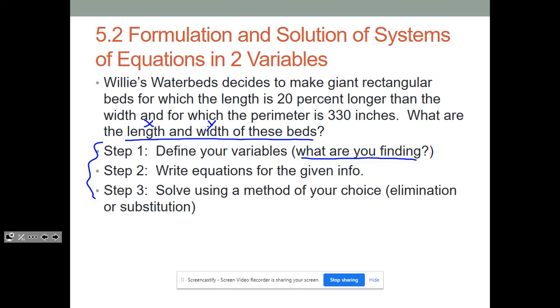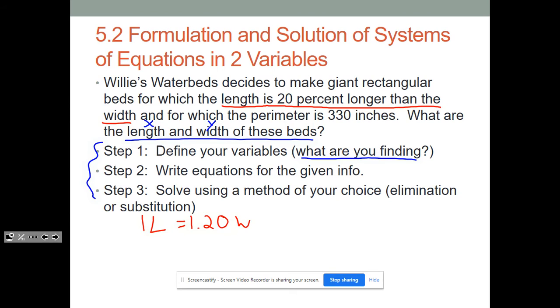Generally, I think it helps to just put it in order. Whatever's first, make that x. That's up to you. So then I need to write some equations for my given info. First piece of information is length is 20% longer than width. So length, L, equals 20% longer than width. If it's 20% more, if one is 100%, then the other would be 120%. So if this is like 1L, this would be 1.20 width.